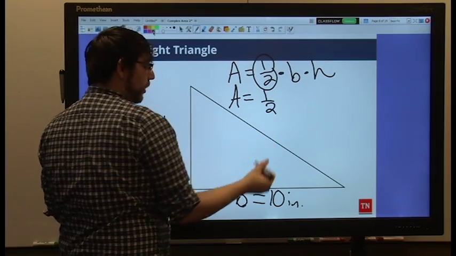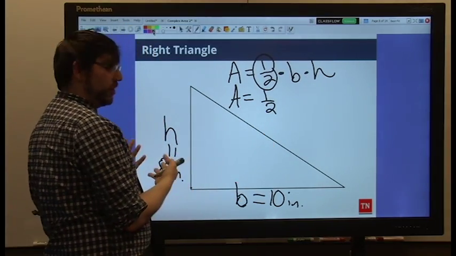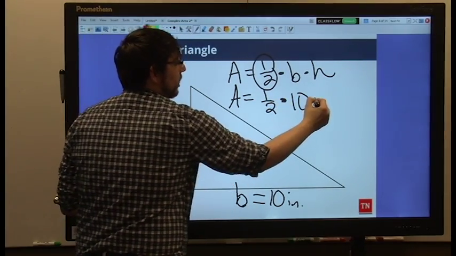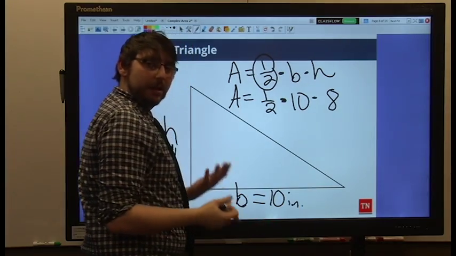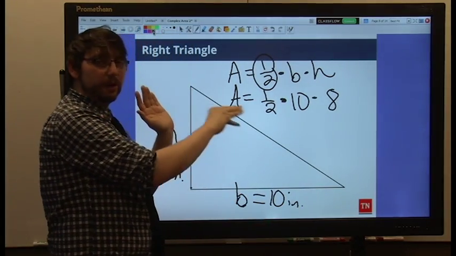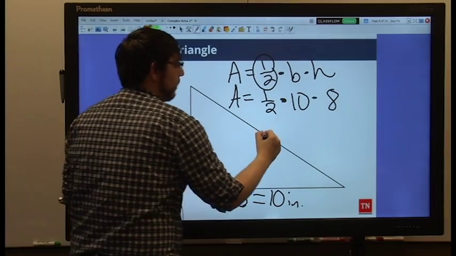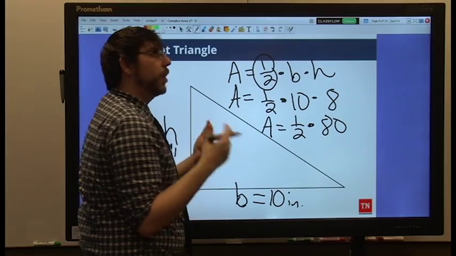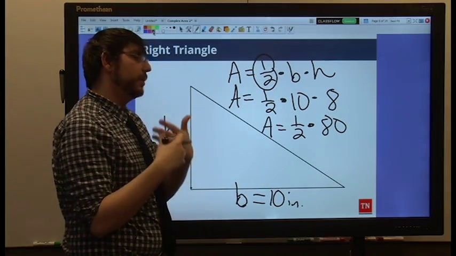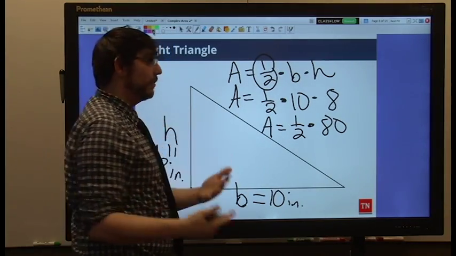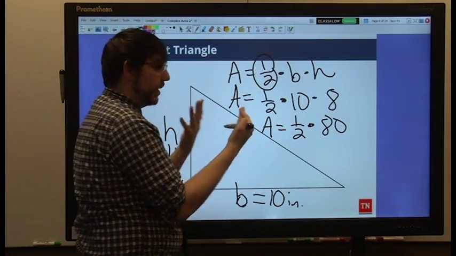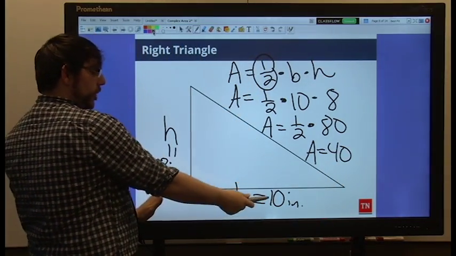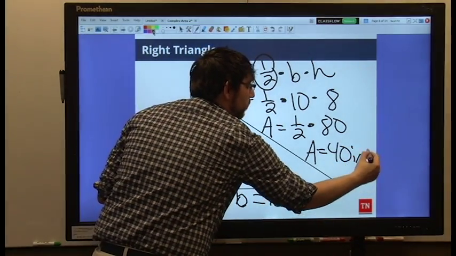So now you need to plug in your B, which is 10 inches, and your H, which is 8 inches. So B gets replaced with 10, and H gets replaced with 8. Now, you could just go on and multiply them straight across, or you can say 10 times 8 is 80. And then again, a triangle is half the area of a rectangle, so you can simply cut 80 in half, which is the same thing as multiplying by 1/2. They're the same thing. So the ultimate area is 40. And since we're dealing with area, the unit, which in this case is inches, should be squared.